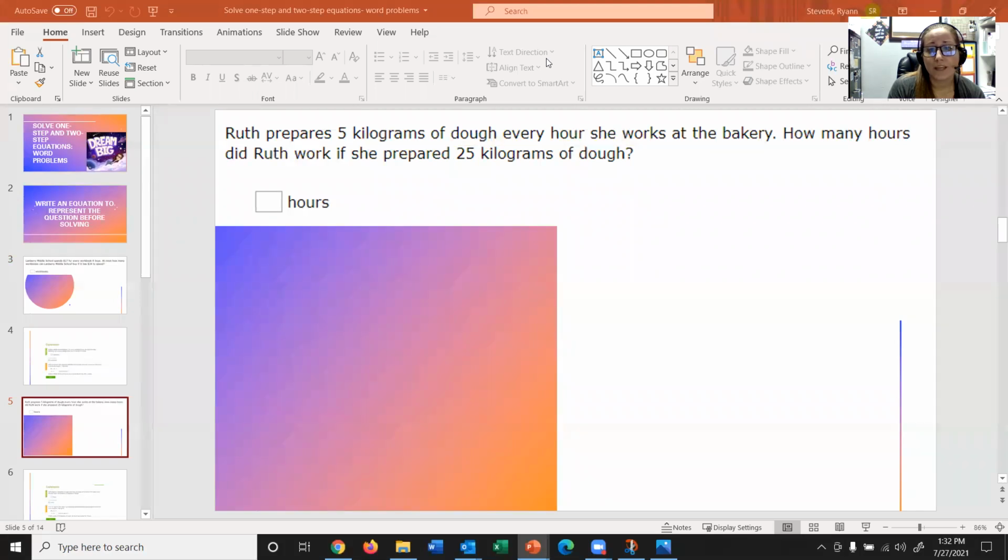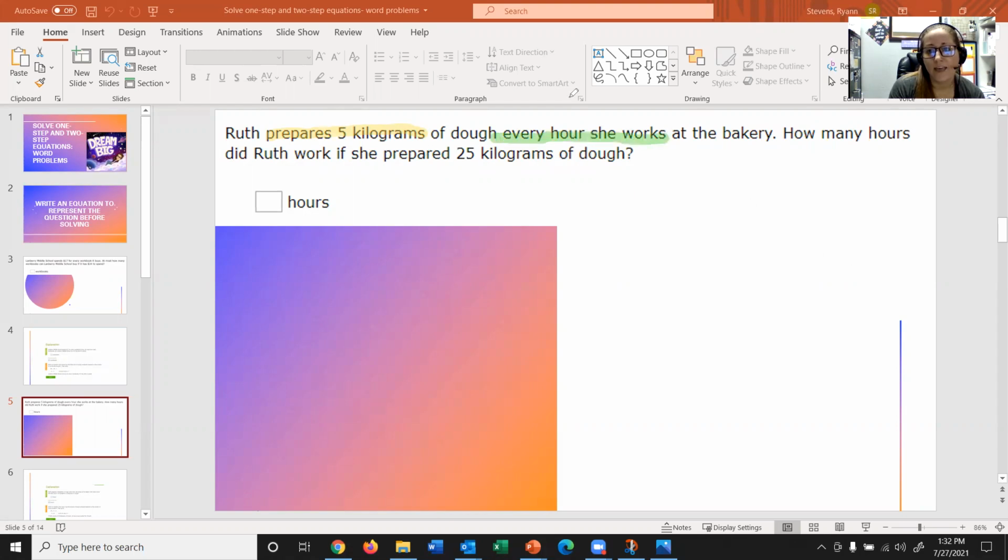So again, before we even start with this one, we're going to go through and highlight some important key factors that we're looking at. It says that Ruth prepares 5 kilograms of dough. So this preparing 5 kilograms, that's really important because it's telling you that number that she prepares for every hour. I'm going to highlight the hour, every hour she works, in a different color.